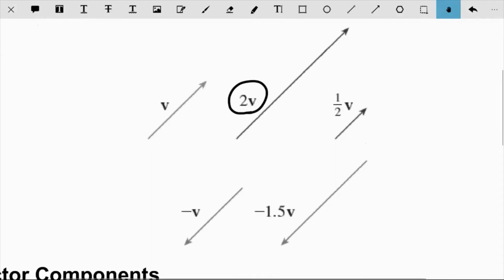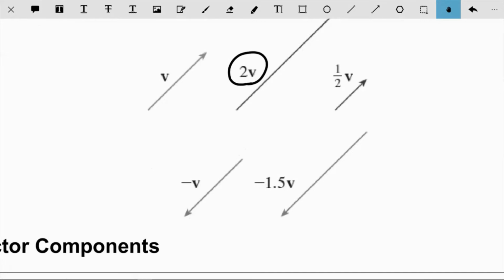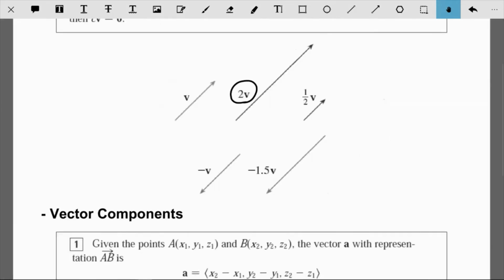We can also multiply by a negative scalar. So keep in mind, if we make a vector negative, what we're doing is reversing the direction of that vector.